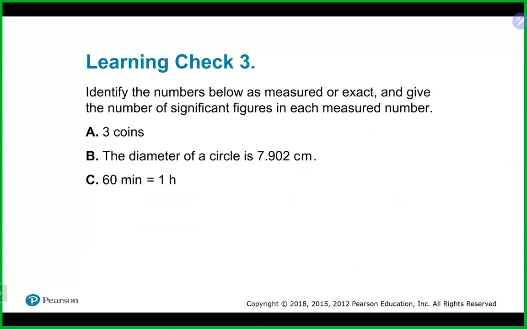So for each of these, will these be considered measured or exact? If I have 3 coins, that is an exact number. Diameter of a circle is 7.902 centimeters. Measured. How many sig figs? 4, right? Uncertain right there. 60 minutes is 1 hour. Exact, yeah. So there you go.